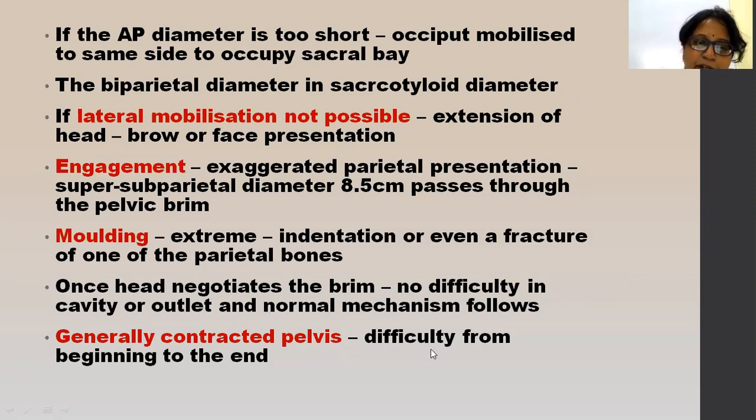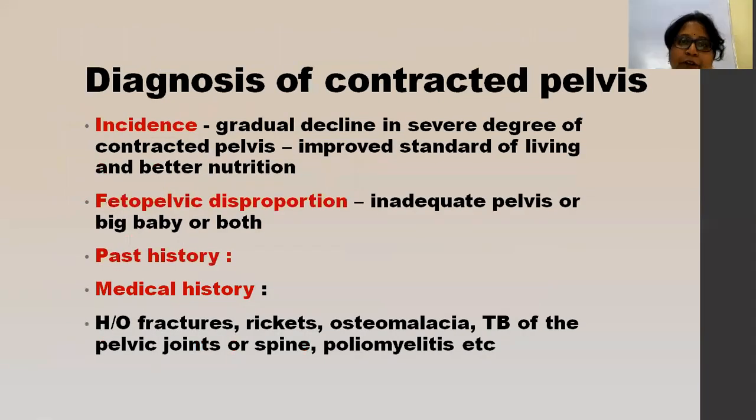And generally in contracted pelvis, difficulty is felt from the beginning of the labor to the end in a generally contracted pelvis. So the labor will give you indication at each stage of the labor. So how do you diagnose contracted pelvis? First, the incidence. There is a gradual decline in severe degree of contracted pelvis, with improvement in the standard of living these days and better nutrition. Because of this, severe degree of contracted pelvis is reducing, and there can be contraction either in one diameter or only in one plane nowadays. So actual contraction like rachitic pelvis or osteomalacic pelvis is very rare.